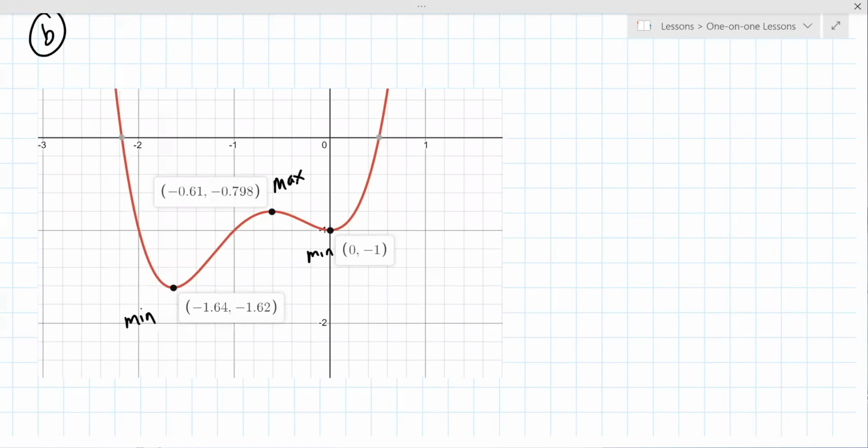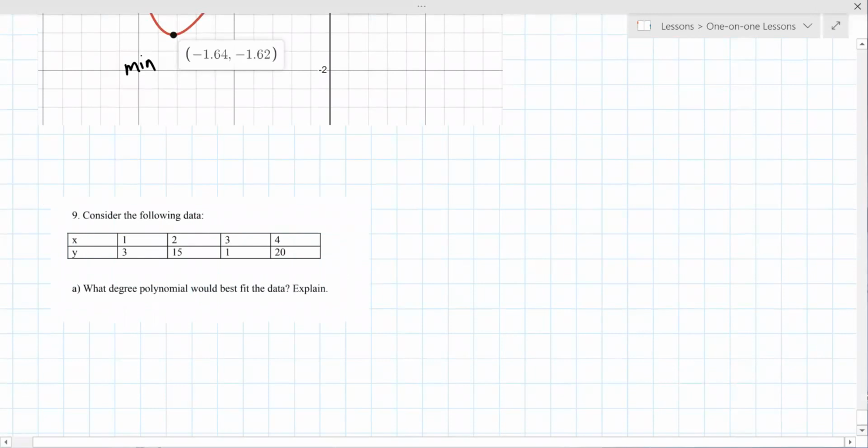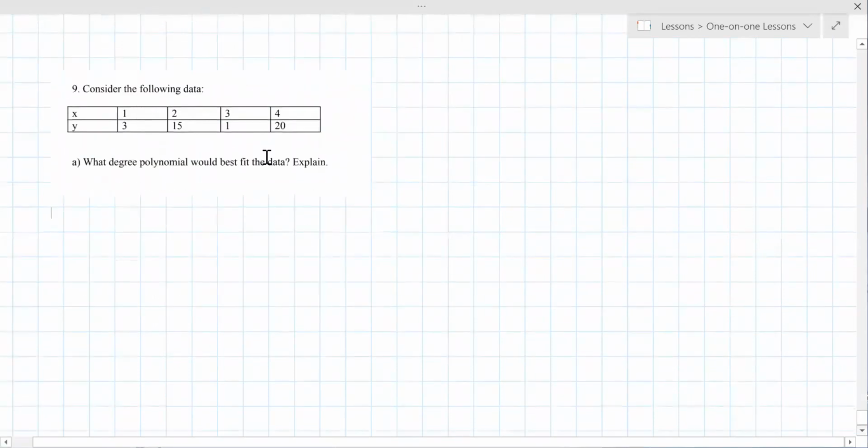Okay, the next problem is a graphing calculator. Oh no, what degree polynomial best fit the data? I'll snip that in. Yeah, there's a lot of ways to do this that could be right, but I have no idea what your instructor wanted. One way to do it is to find the difference between the points.